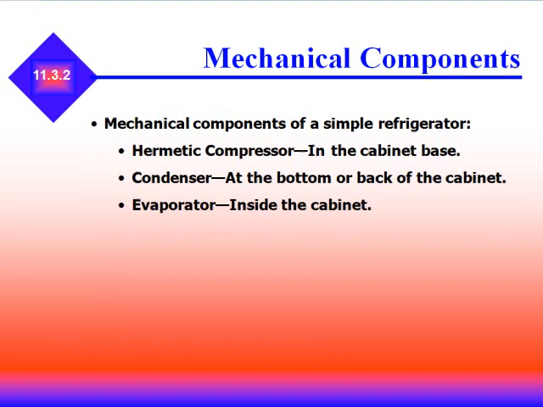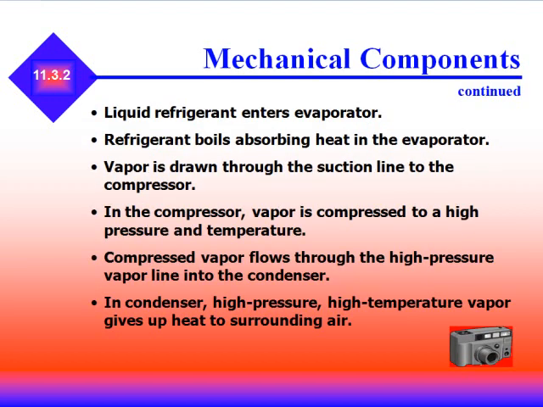The mechanical components of a simple refrigerator include a hermetic compressor in the cabinet base, a condenser at the bottom or back of the cabinet, and an evaporator inside the cabinet. The way this works, liquid refrigerant enters the evaporator. Refrigerant boils, absorbing heat in the evaporator. Vapor is drawn through the suction line to the compressor. In the compressor, vapor is compressed to a high pressure and temperature.